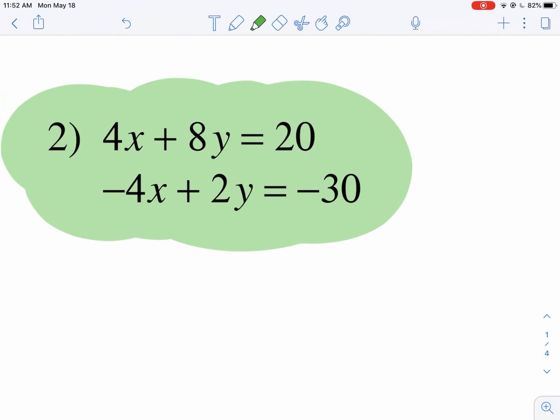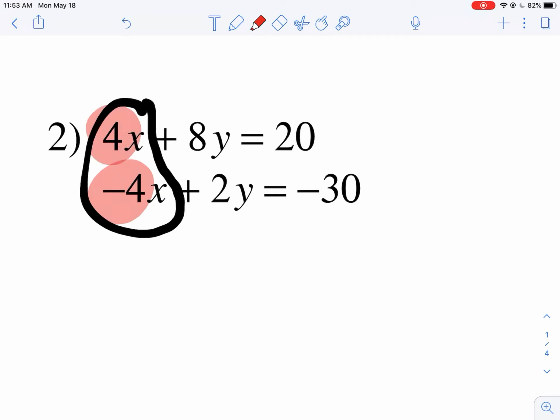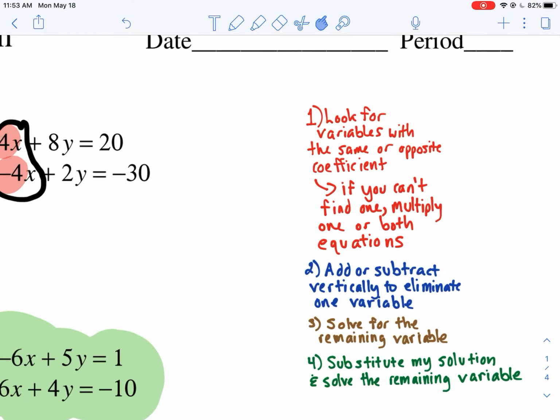So I'm looking at my variables. I have x and y. If I take a look at x, you will notice that I have 4x and negative 4x. Those coefficients are opposites. The coefficient is the number being multiplied by the variable. We've got negative 4 and positive 4. So those are going to be the coefficients I focus on. So those are the ones I've identified.